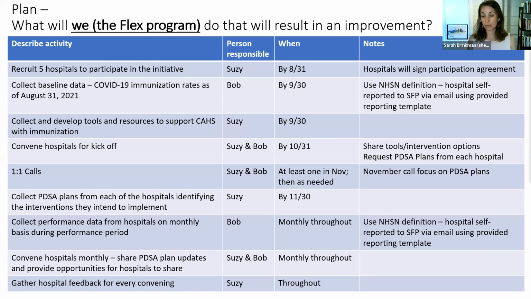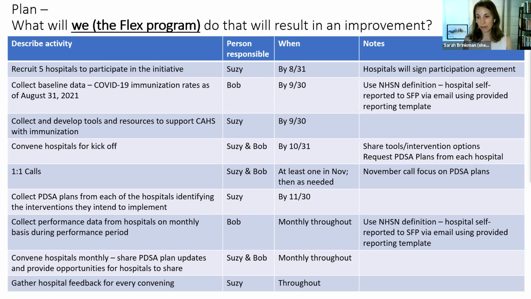And we're going to have our hospitals sign a participation agreement. So that's how we're using our notes section there. We're going to collect baseline data, their COVID-19 immunization rates as of August 31st, 2021. Bob's going to lead that up. We need that data by the end of September.